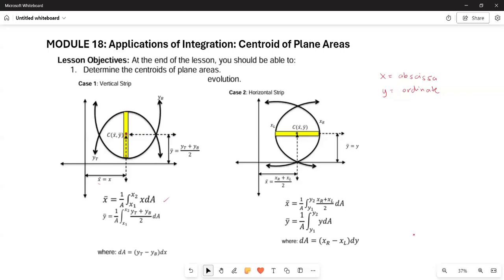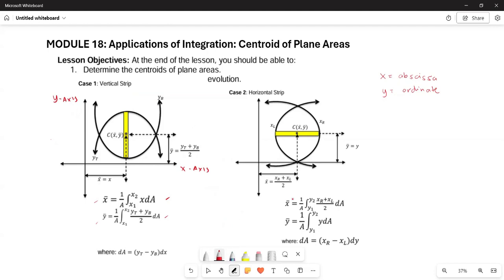So pagdating naman natin dito sa ating distance from the x-axis, ayan, okay. So pag-solve natin ang x and y sa ating centroid ng isang plane, we used two formulas. We have here x bar, kasi x bar dinedenote natin as the centroid ng ating plane area. So x bar is the distance from the centroid ng ating plane area papuntang y-axis. So visible naman siya sa ating illustration. Pagdating naman sa y bar natin, y bar is the distance of the centroid of a plane area papunta sa ating x-axis. So as you can see dito sa baba, meron tayong dalawang formula.